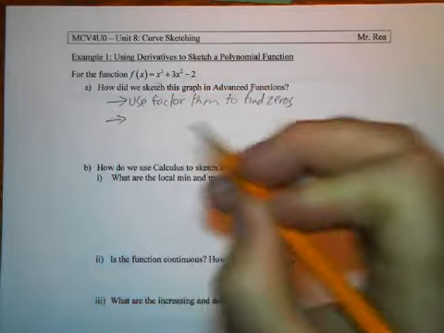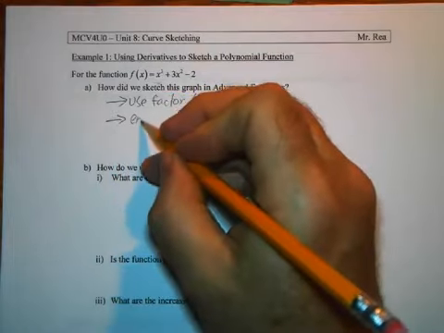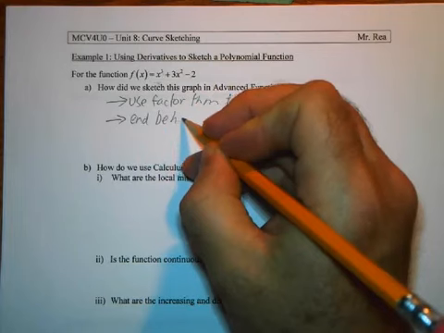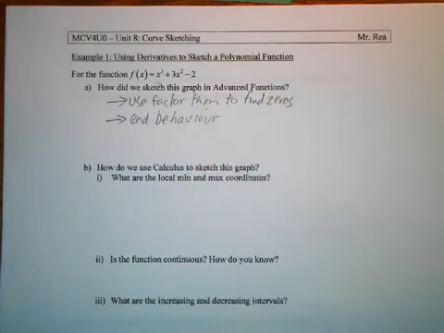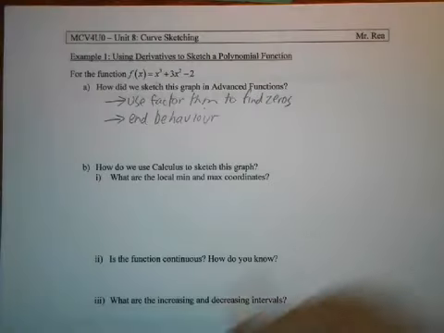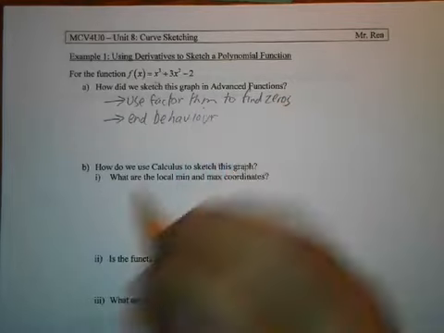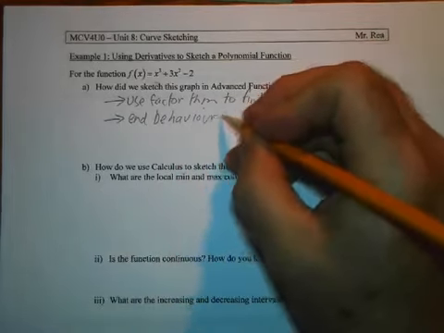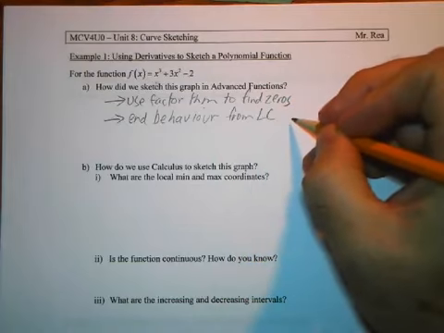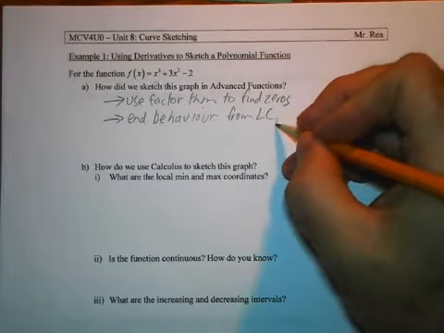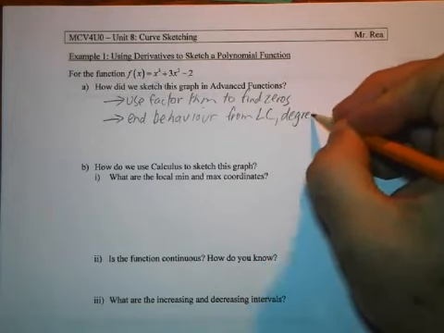The other thing we did in advanced functions was look at the end behavior as x is approaching negative infinity or positive infinity. What's happening to the value of y? It's either going to positive or negative infinity, so you can get your end behavior. And the way we get the end behavior is from the leading coefficient, whether it's positive or negative, and the degree of the polynomial.